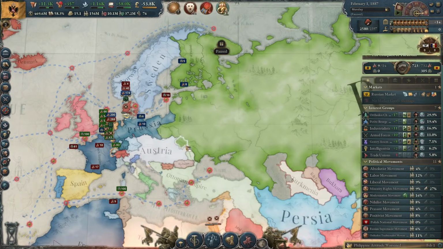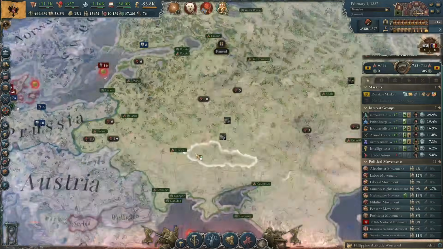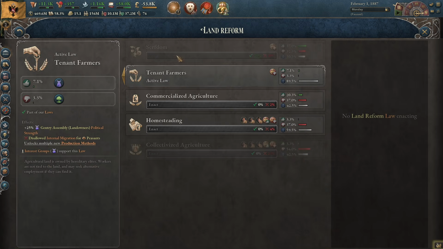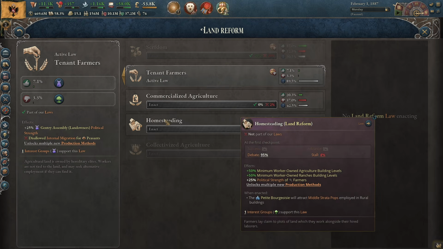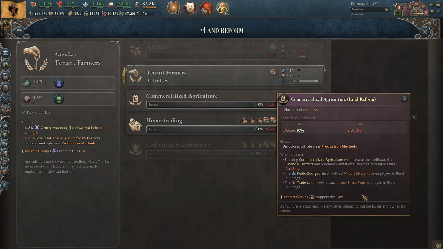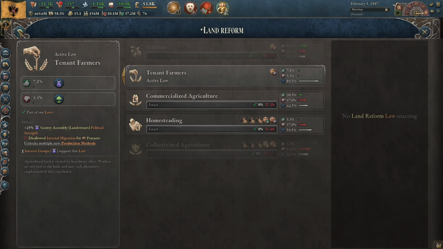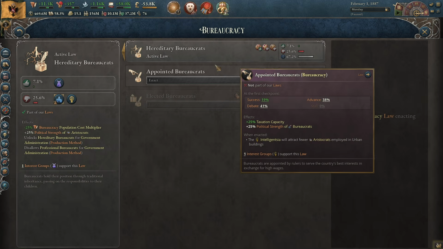So there are various laws and effects that can change the interest group's support for each pop group as well. That is usually going to be which form of land reform you have, especially homesteading and commercialized agriculture, which it will tell you over here in the tooltips, which are very handy, and I would strongly encourage that you check these at any time. You also can see this in your bureaucratic tree.